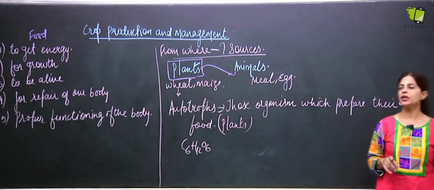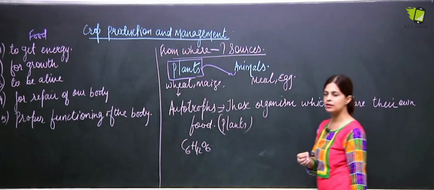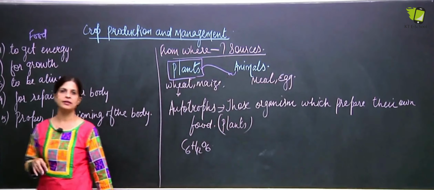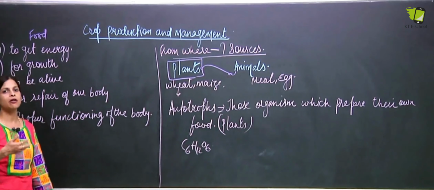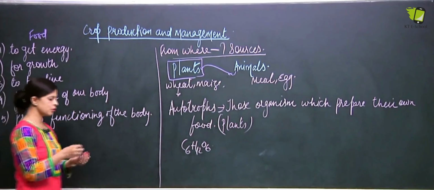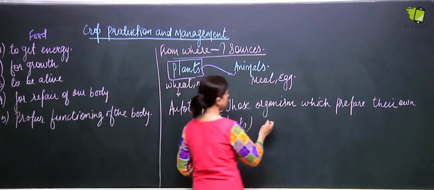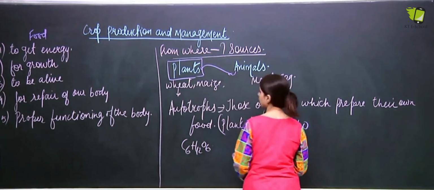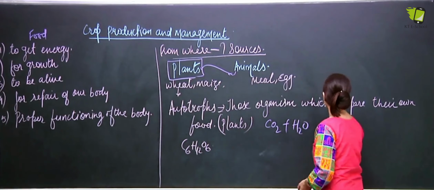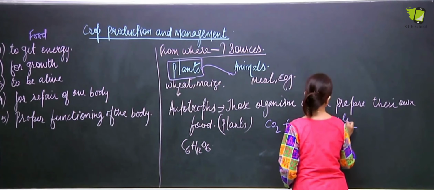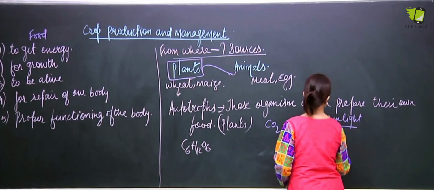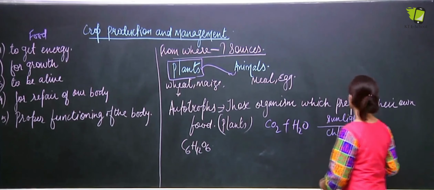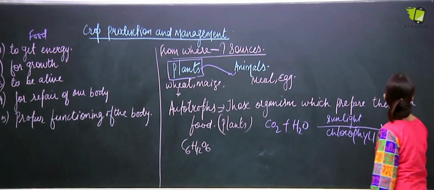The process by which the plants make their own food is known as photosynthesis. And how does this process take place? In the presence of carbon dioxide and H2O, these things are utilized, along with sunlight and chlorophyll, and then food is made.